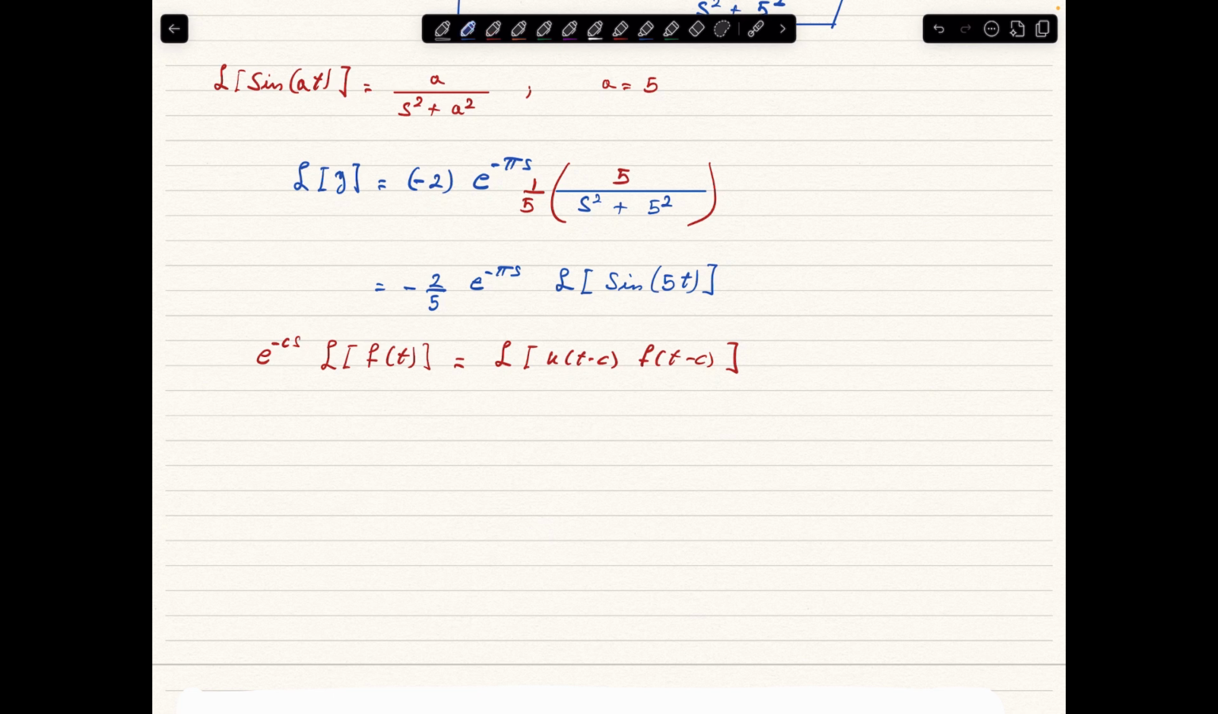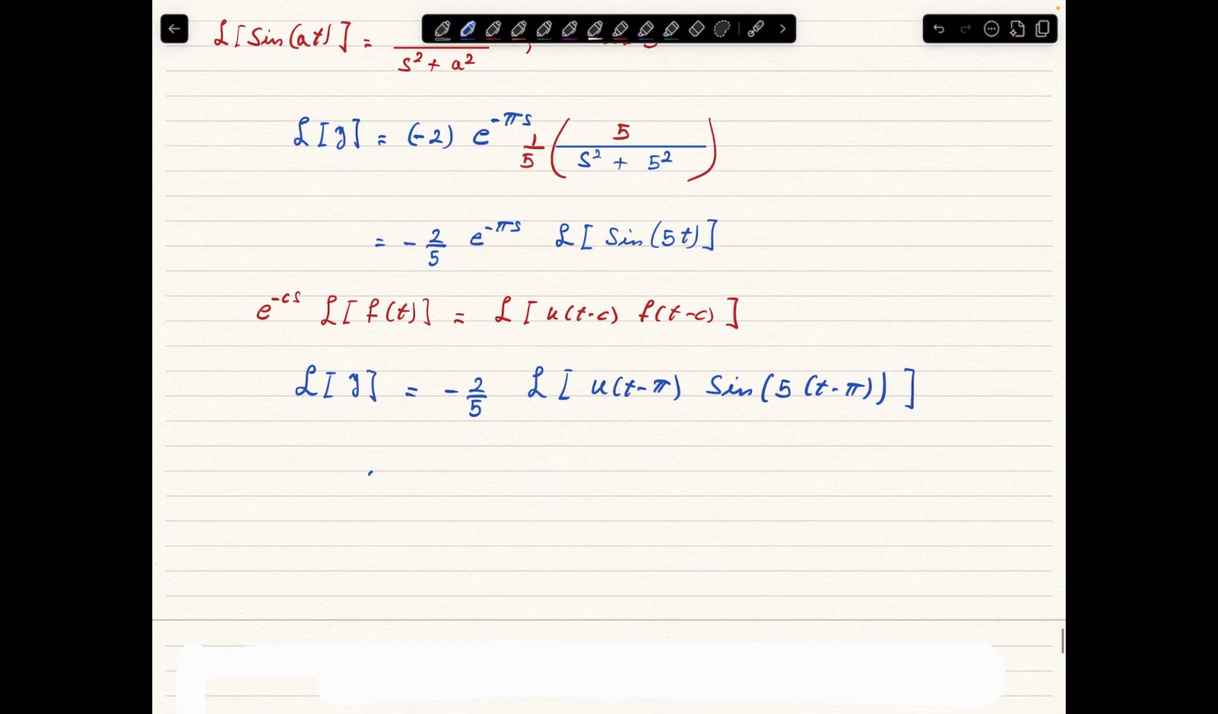So if we use that property in our problem, we end up with the Laplace transform of y being nothing more than -2/5 the Laplace transform of a step function at t minus pi, times the shifted sine, sine of 5 times (t minus pi). And we found the solution of our problem.